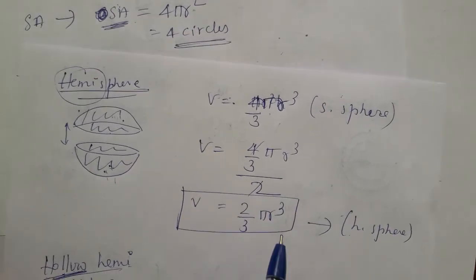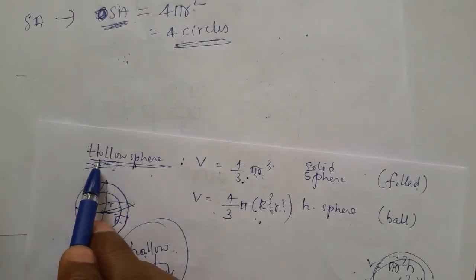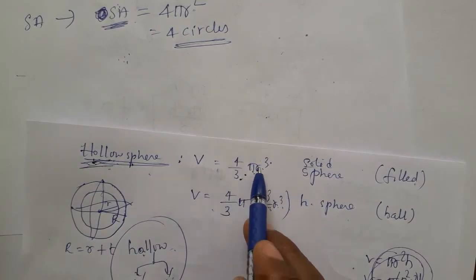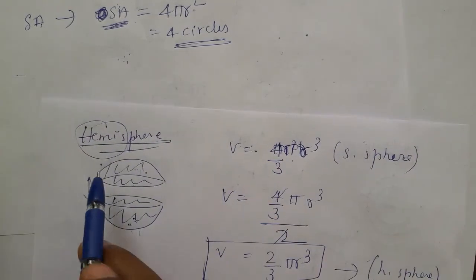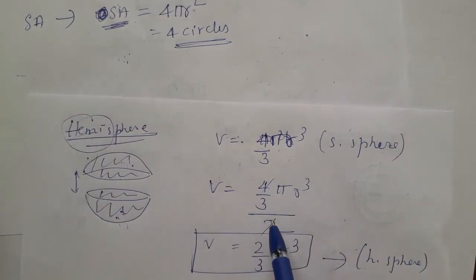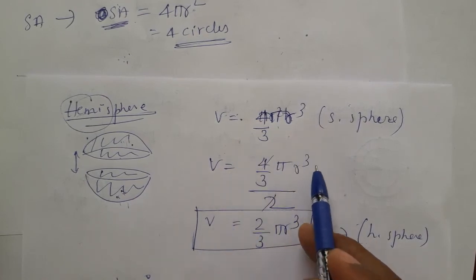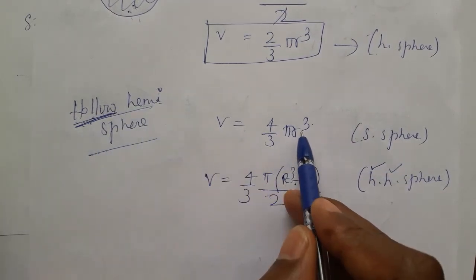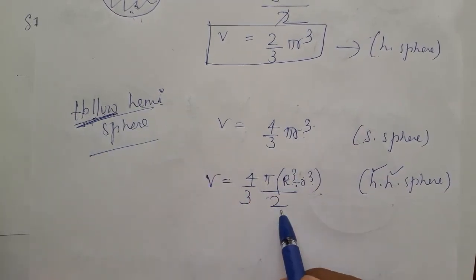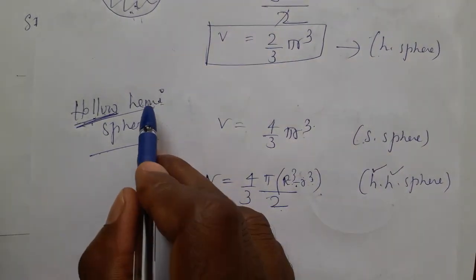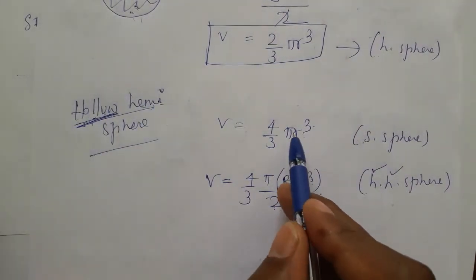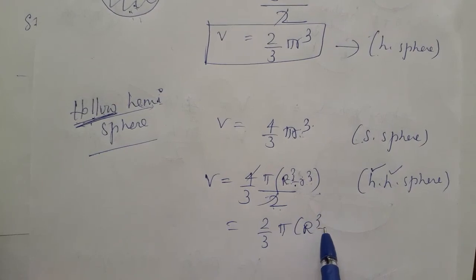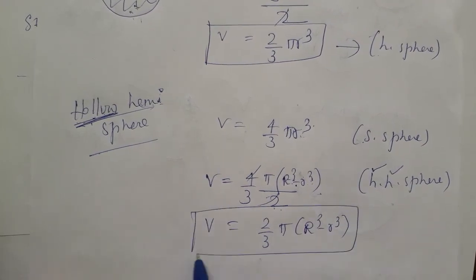Look at the first one. Here, hollow was there. So what did we do? Only we changed the radius. Here what is there? Hemi. So for hemi what did we do? Only we divided by 2. Nothing else we changed. But here both are there: hollow also, hemi also. Therefore change the radius and divide by 2 as well. For hemi, divided by 2. Hemi means half, no? For hollow, change the radius. Then the 2s cancel. It is 2 by 3 pi, R cube minus r cube. This is the formula to find the hollow hemisphere.